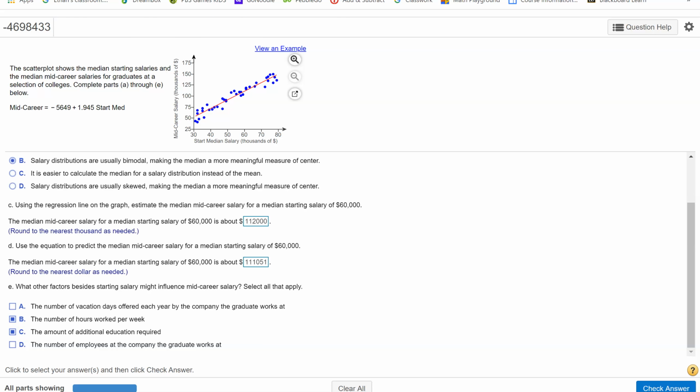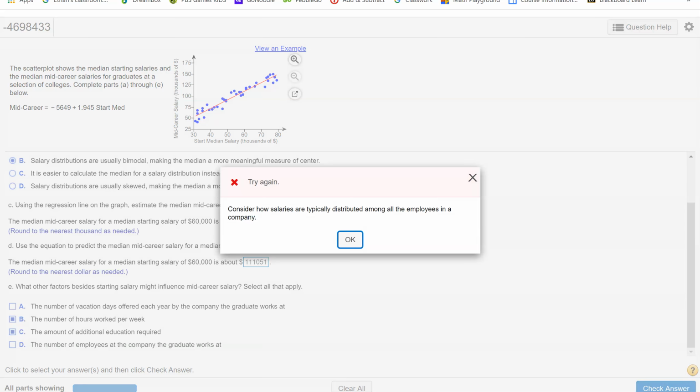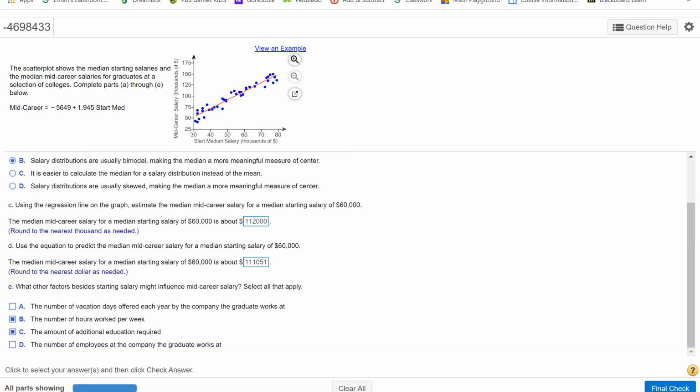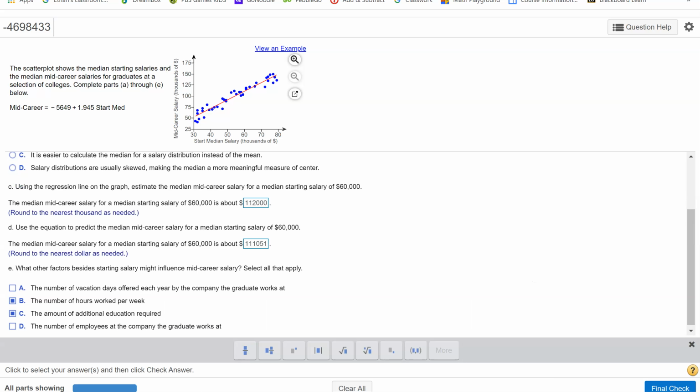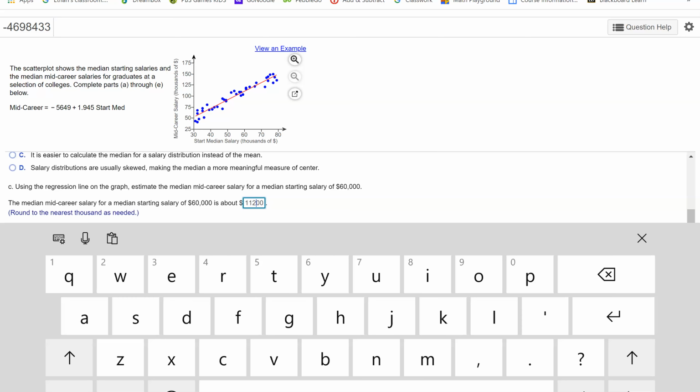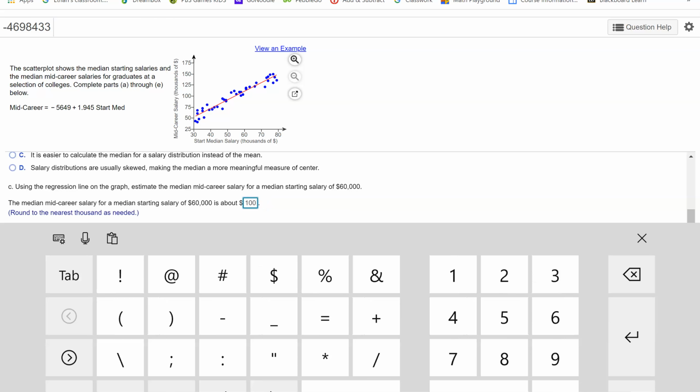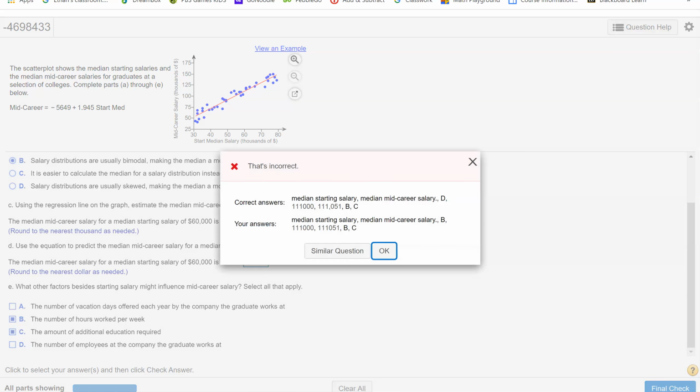So it didn't count that right. Let's try the 111 up there. I mean, how could I read that off the graph just eyeballing so precisely? So we got the 111 right. We got the 1151 right. We got the B right.